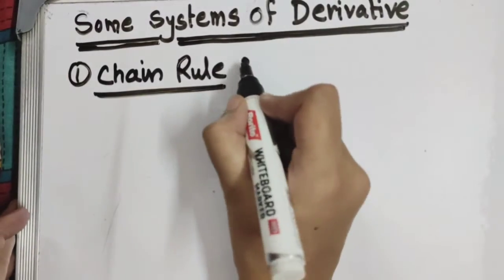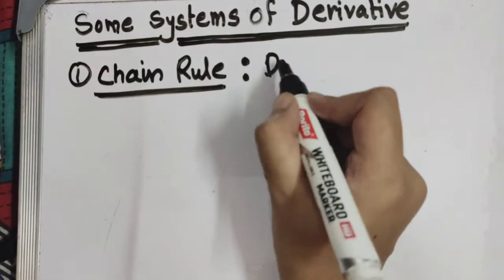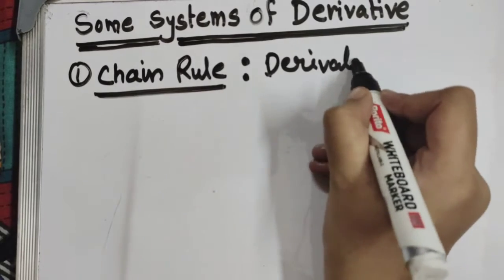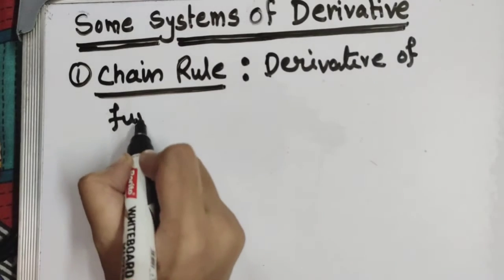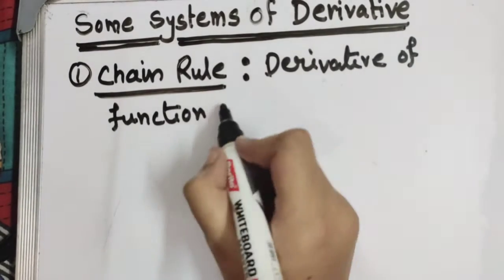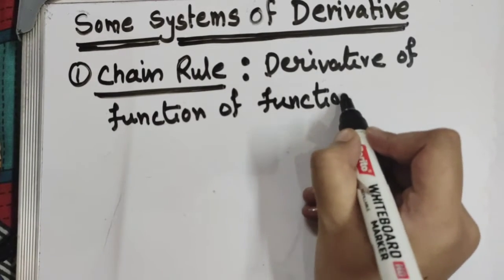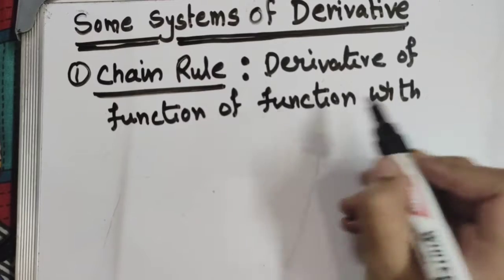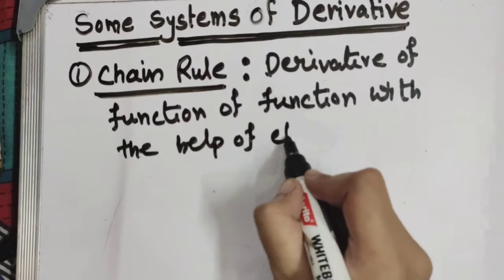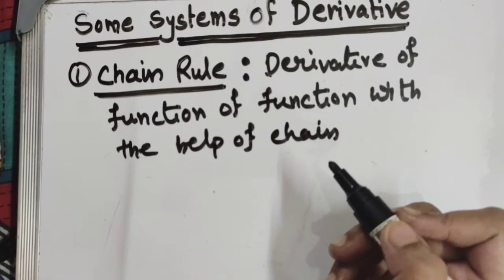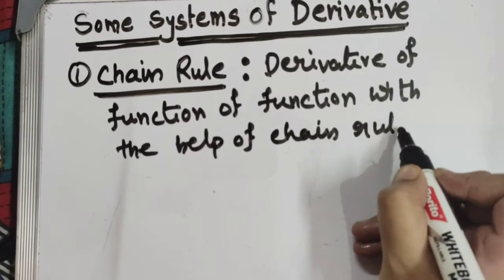First of all, where can we apply chain rule? So derivative of function, right? Derivative of function with the help of chain rule. Okay. So what is the application of chain rule? Derivative of function with the help of chain rule, right?